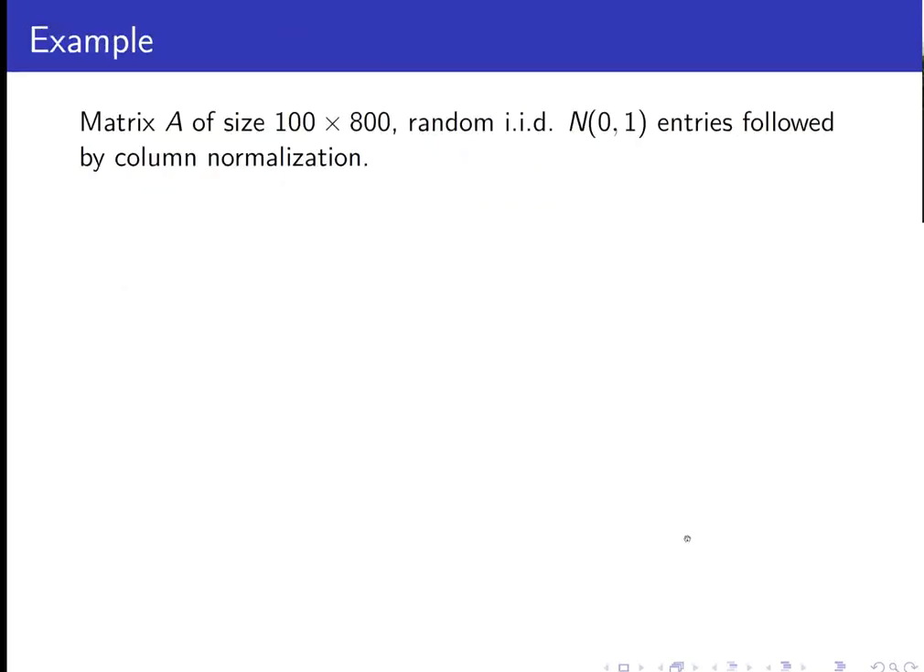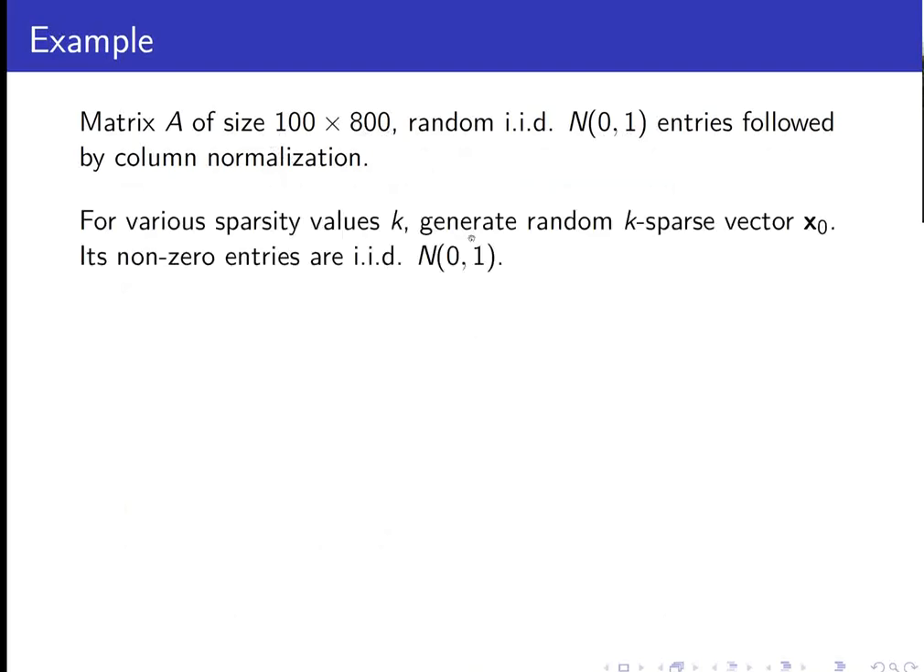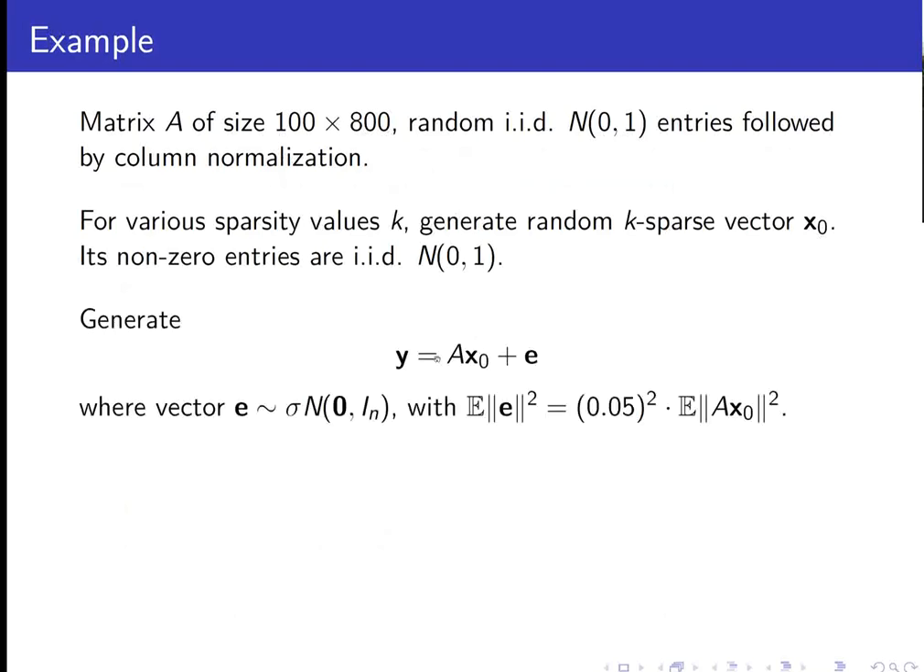And let me illustrate that on a quite small problem by today's standards, a matrix of 100 by 800, just Gaussian entries. We generated for different sparsity levels a k-sparse vector x, also with Gaussian entries. We compute Ax, add some noise. This is our vector y. And now given y, A, and the sparsity k, we're trying to recover x.